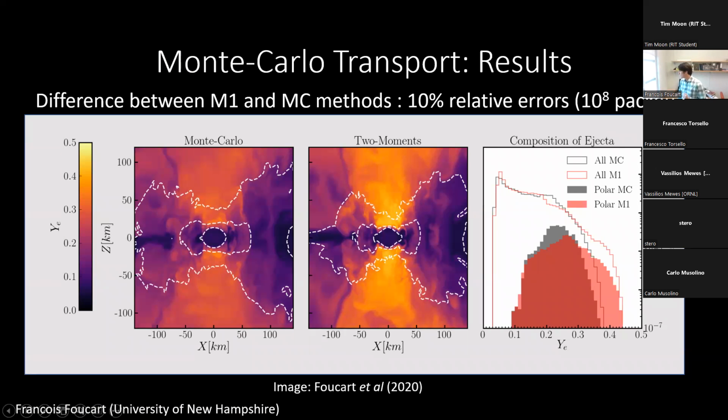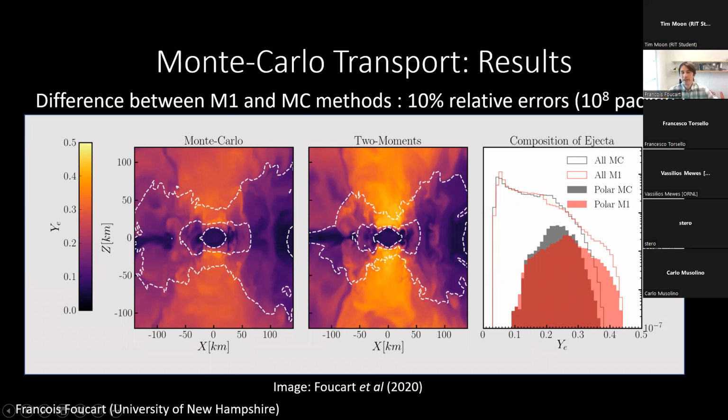All right. So to get to some results for Monte Carlo transport, the one thing that I wanted to show you here today is the difference between Monte Carlo results and the two-moment algorithm. And this is shown on this plot. Again, it's a vertical slice through a neutron star merger remnant, very similar to what I've shown you before. But now, what I'm showing in the color plot is the electron fraction of the matter, on the left with the Monte Carlo scheme, and on the right with the two-moment scheme.